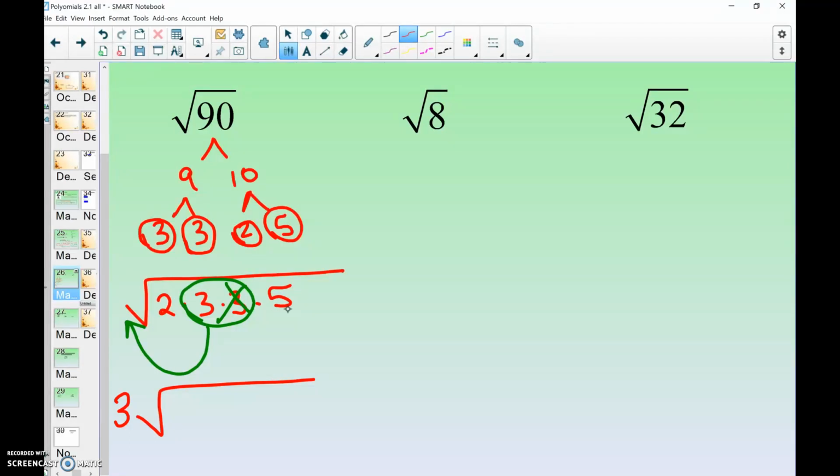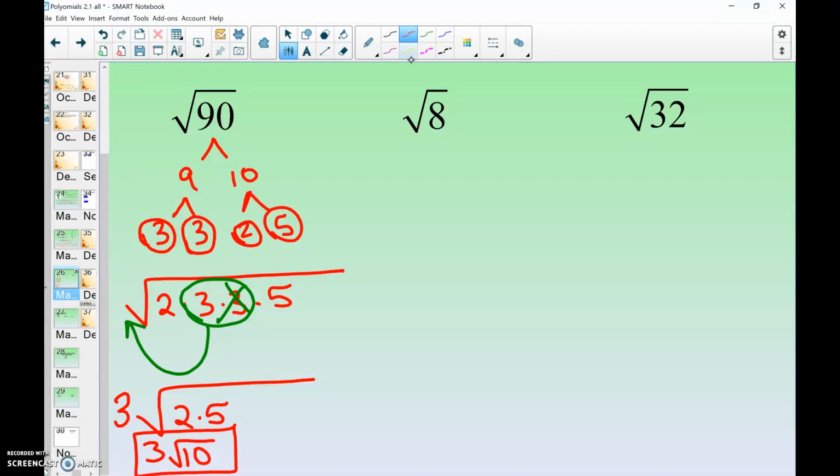Now 2 and 5, they can't pair up. Like we said, it takes 2 of the same number to break out of the jail or the radical. So they're stuck inside. And I can reduce that back down a little bit. So I'm going to make it 3 square root of 10. And that is my final answer. The simplified version of square root of 90 is 3 times the square root of 10.